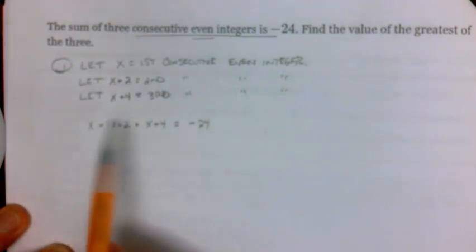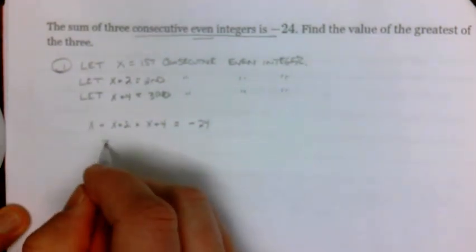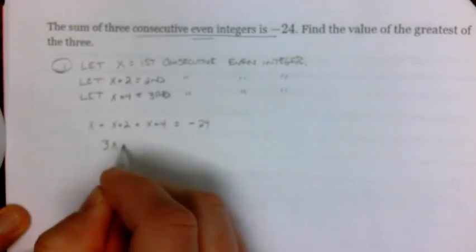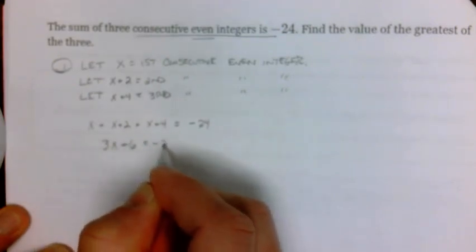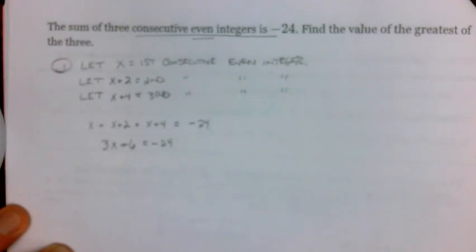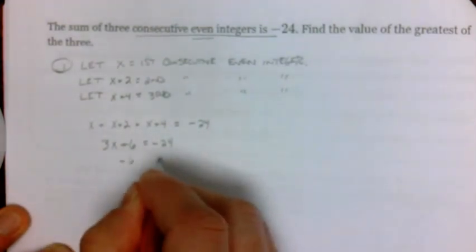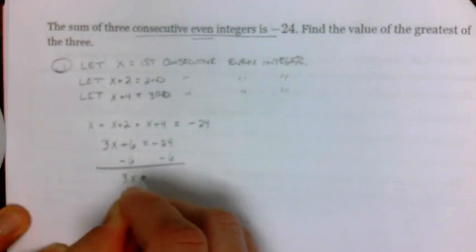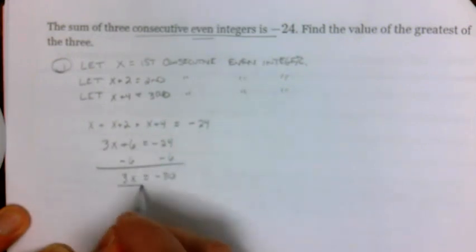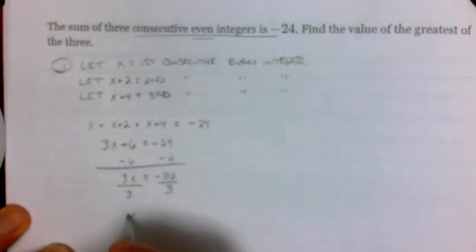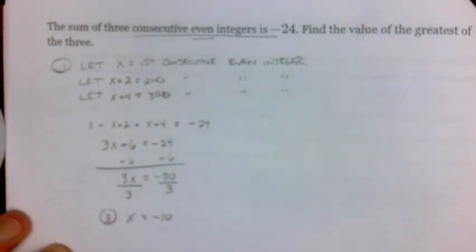Let's simplify the left side. x plus x again is 3x. And 2 plus 4 is 6. So 3x plus 6 equals negative 24 is our two-step equation. We'll subtract 6 on each side. That means that 3x is negative 30. And then we'll divide each side by 3, meaning that x is negative 10. And that's the third step in our process.